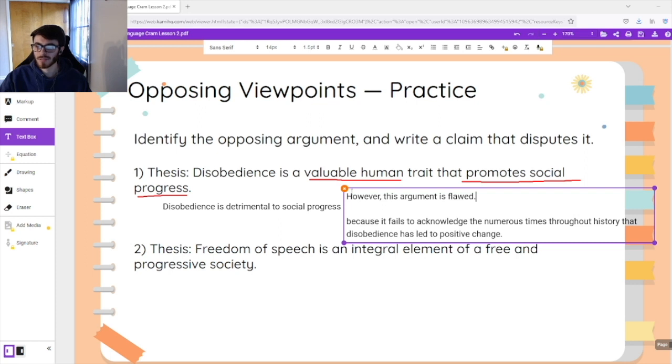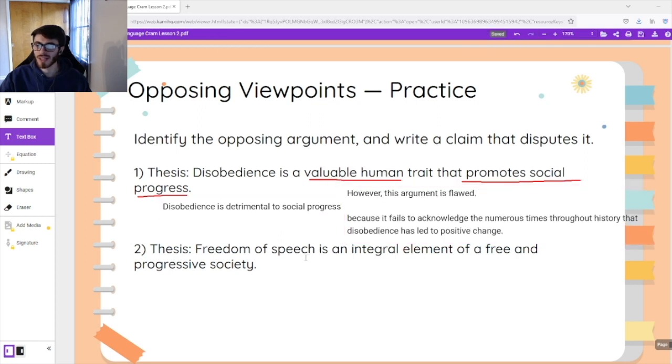Let's go ahead, take a look at the second one, see if you can identify an opposing argument, and then come up with a claim that disputes it. Pause the video, work on this, unpause when you are done.